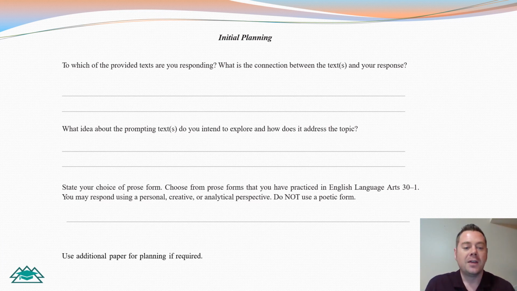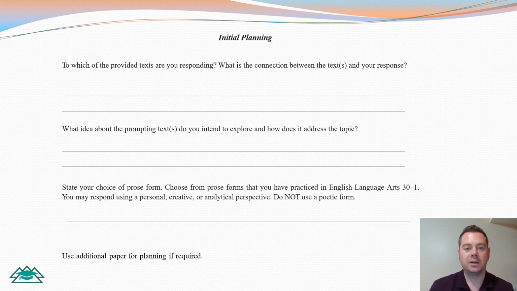All right. The second part is, what idea about the prompting texts do you intend to explore and how does it address the topic? Essentially, I would just write down your idea here. What is your answer to the topic question? And then finally, state your choice of prose form. And then it's like, choose from prose forms that you have practiced, whatever.